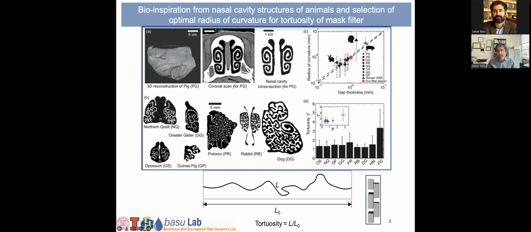We looked at the CT-based images of a number of animal airways, as you can see on this slide, and we quantified the geometric complexity of the nasal passage in terms of a quantity called tortuosity. Tortuosity is defined as the ratio of the curved distance between 2 points along the surface of the airway walls to the linear spatial distance. So more complex is the airflow corridor, higher would be the tortuosity value.